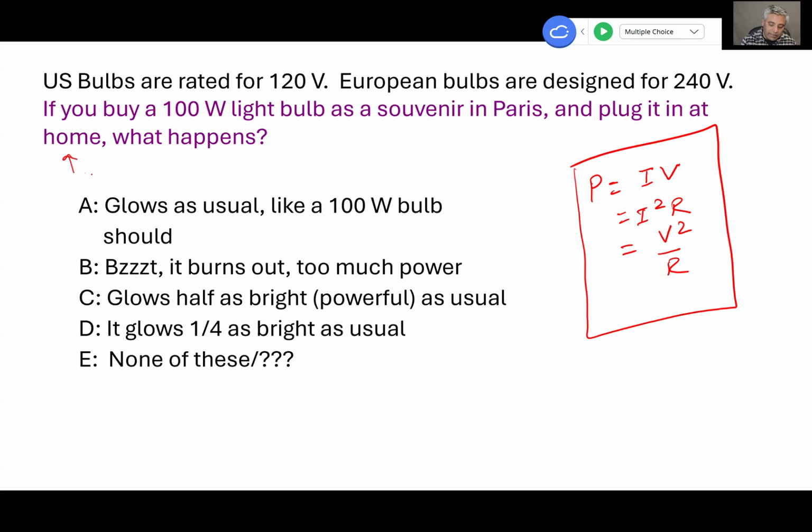And home is America, by the way. We are on the American side, not in Europe.